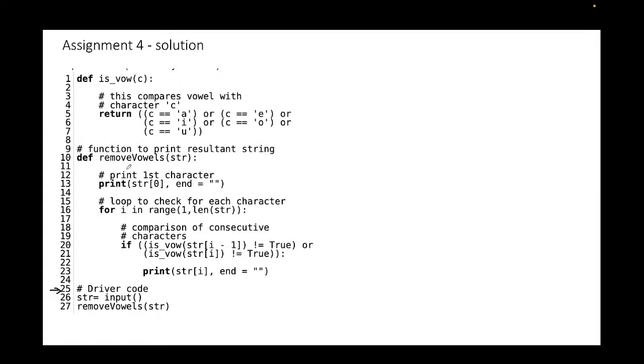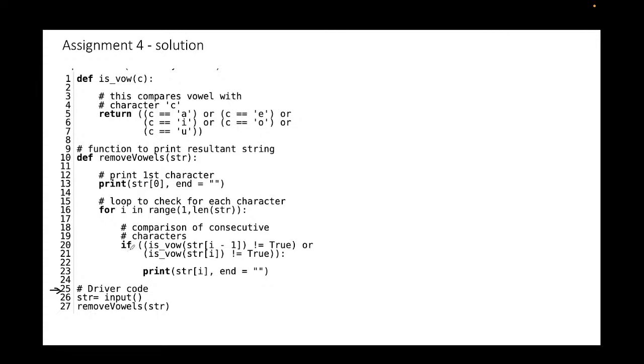We are printing the first character. I told you that whatever comparison is to be done, it should be done in pairs. So we are seeing what character is the first one, and printing that. And we are looping to check for each other character. So for I in range 1 to length of string, all of the elements will be covered. Using this for loop, for all the elements we are comparing the consecutive characters.